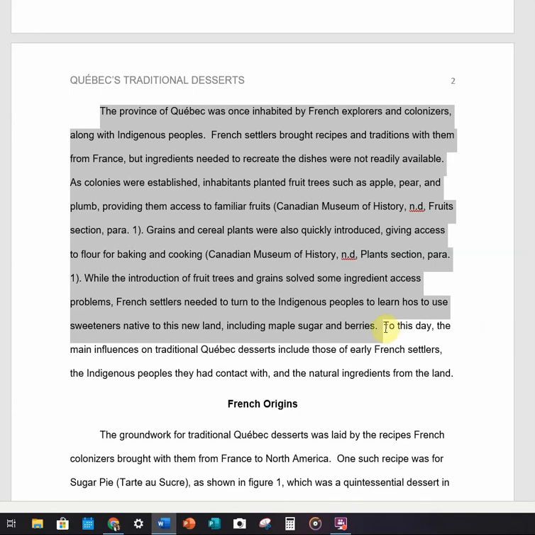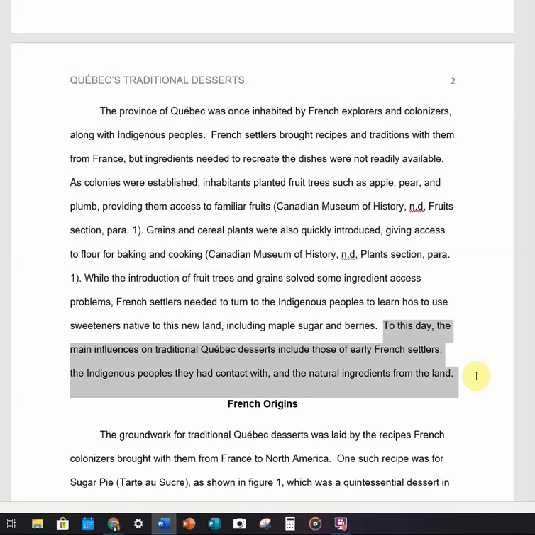And then we bring us down to the thesis statement, which is what you're trying to prove in this paper. So we have here, to this day, the main influences on traditional Quebec desserts include those of early French settlers, the Indigenous peoples they had contact with, and the natural ingredients from the land. So we have these three different factors that affected the traditional desserts in Quebec.